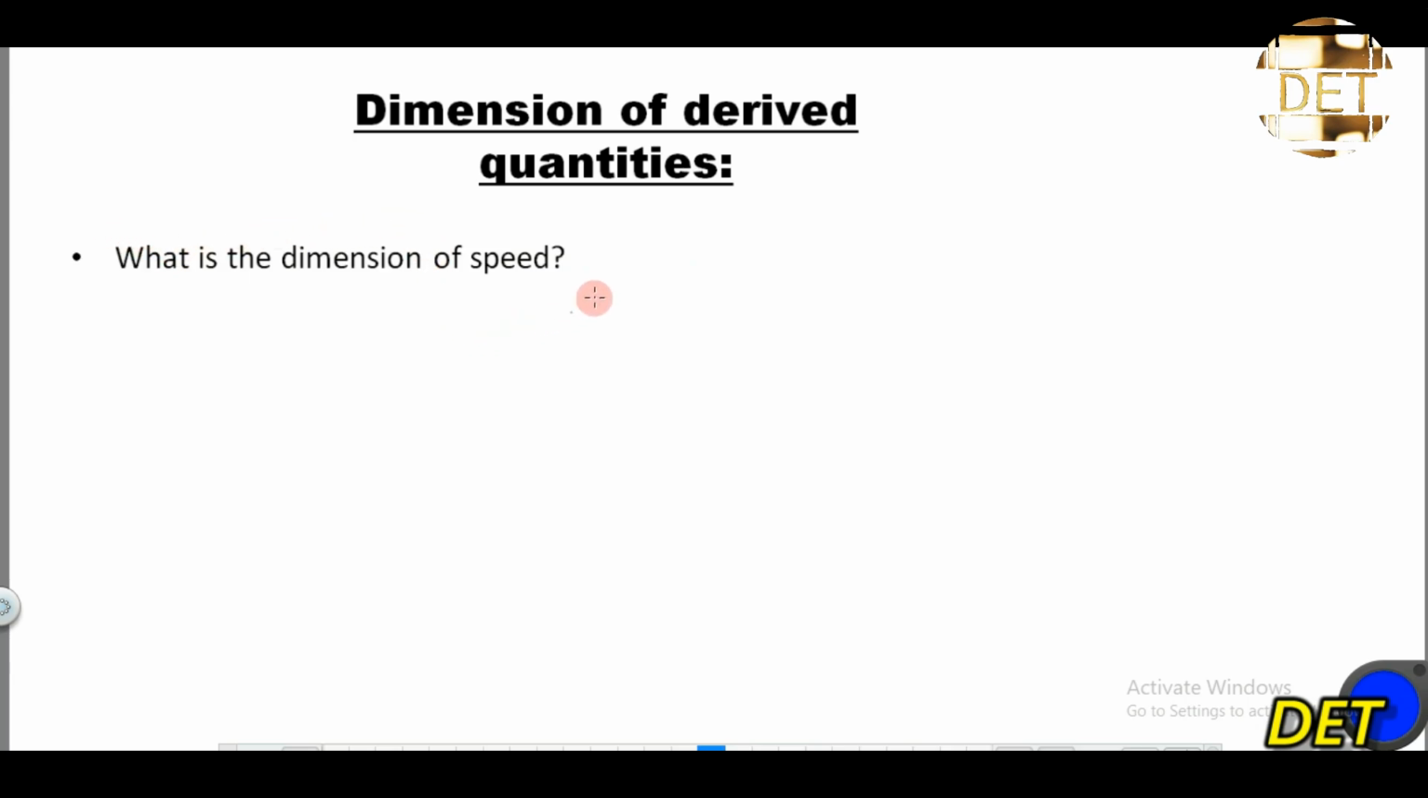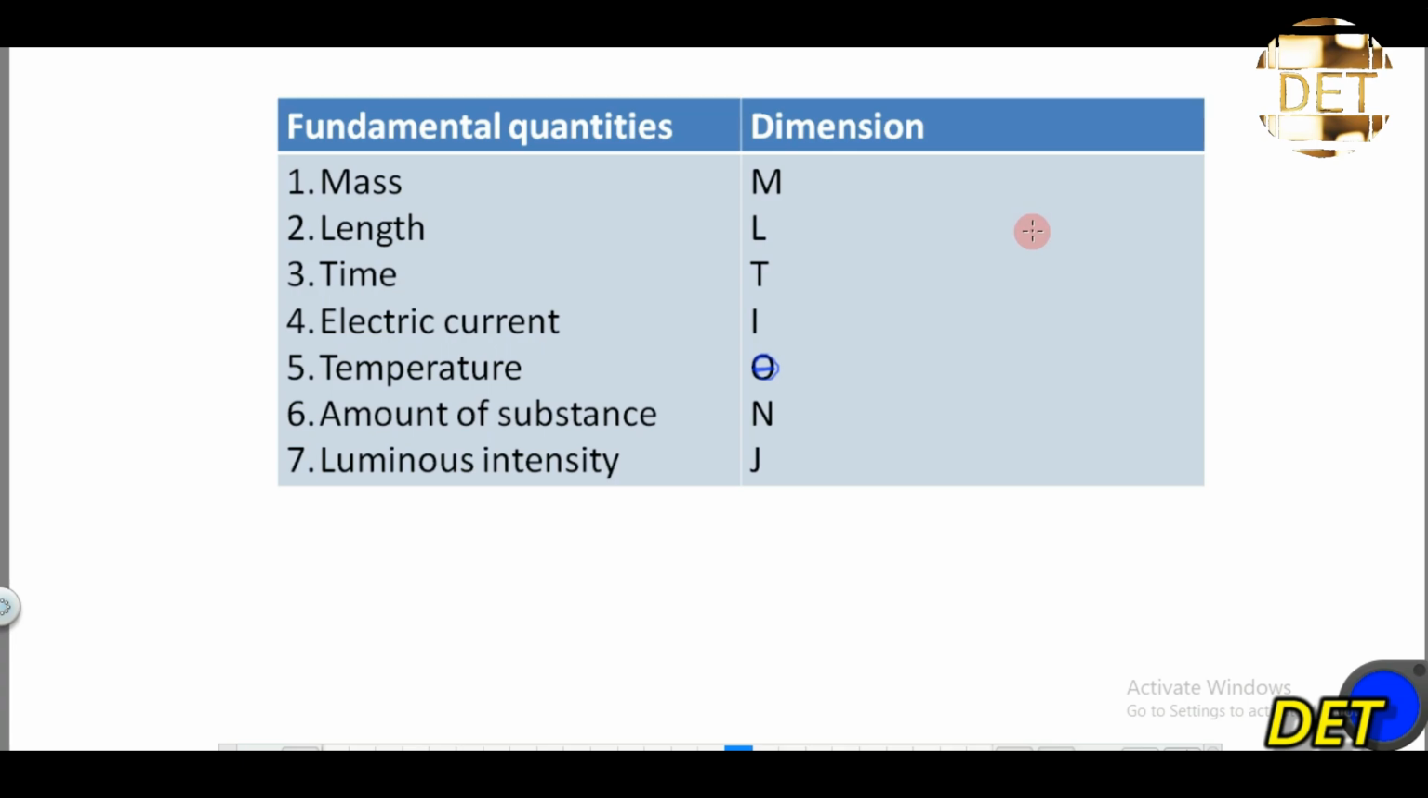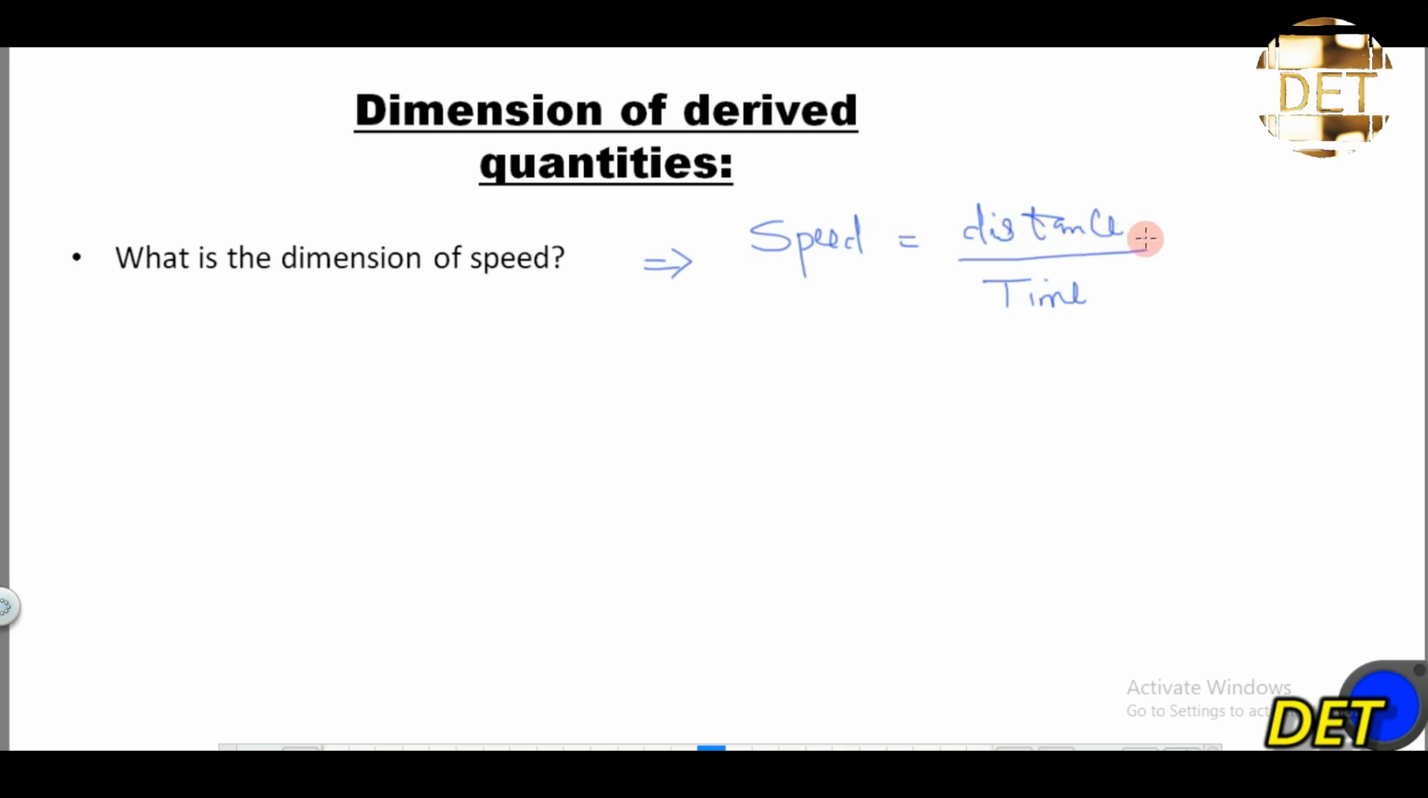So what is the dimension of speed? The first thing you want to do here is to write out the formula of speed. Speed is equal to distance over time, right? Distance is length. So the dimension for distance is L because it is length, a fundamental quantity. Then time, the dimension for time is what? T.